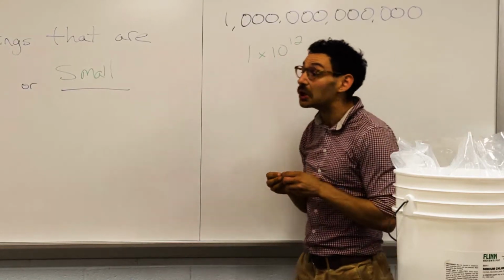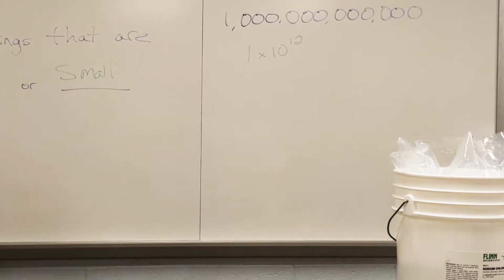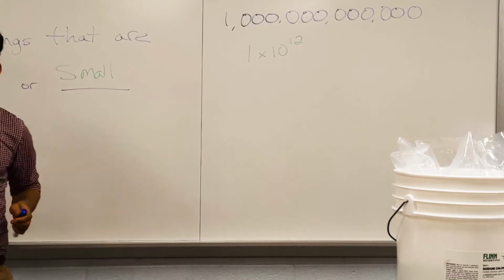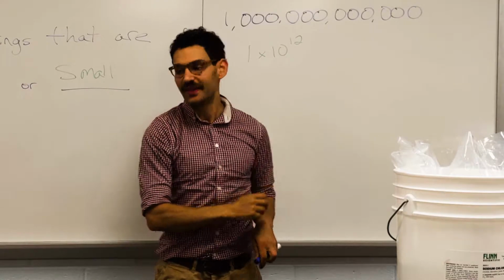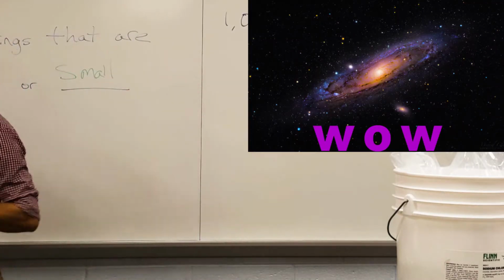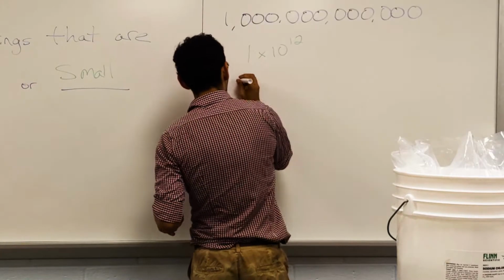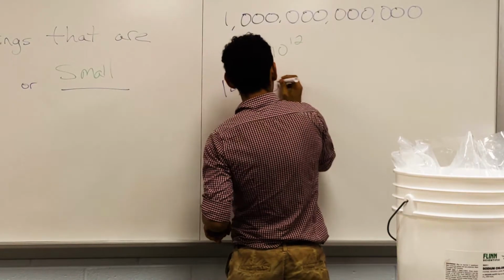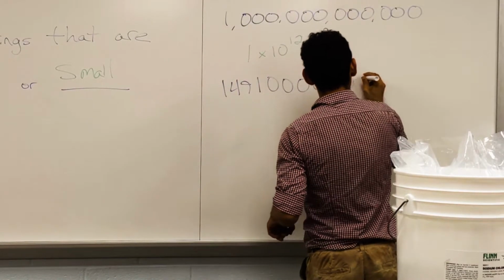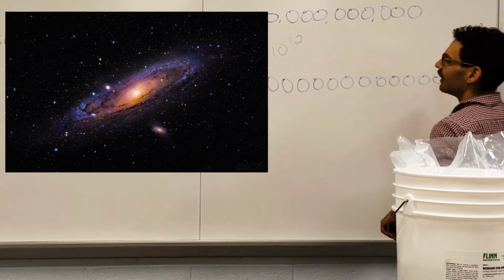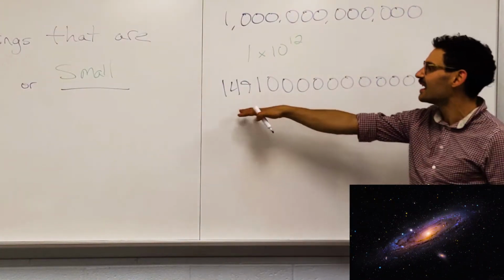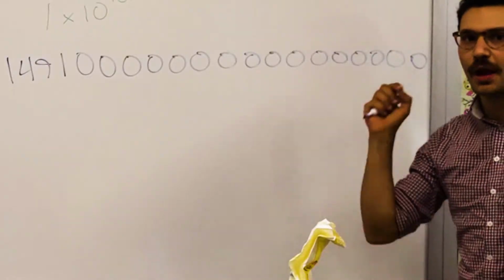So let's imagine an even larger number. Let's say we wanted to talk about an even bigger number, like how many miles it is to our nearest galaxy. The Andromeda Galaxy is some number of miles away. It is 1, 4, 9, 1, and then a long string of zeros. I think that's enough zeros. It's that many miles away. I don't even know how to say the name for this number. It's such a big number.